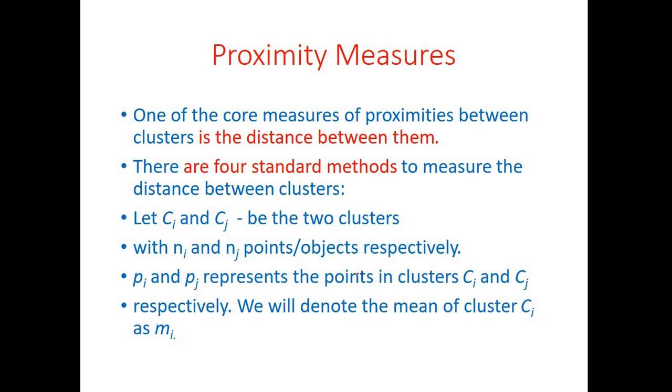Proximity measures. What are the proximities used for measuring the efficiency of the clusters? There are 4 standard methods used to measure the cluster's efficiency. This cluster efficiency is measured by using the distance between the clusters. Let us assume that Ci and Cj are 2 clusters, and Pi is a point representing the cluster Ci. Pj is a point representing the cluster Cj. Ni and Nj are the number of points in the clusters Ci and Cj respectively. So we want to find the mean of the clusters as Mi.